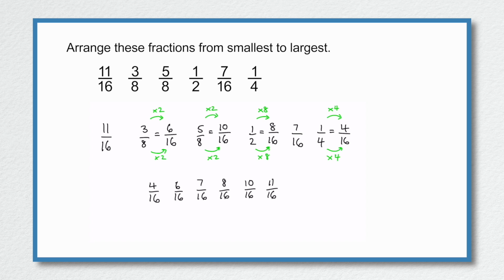Placing these fractions in order, we have 4/16, 6/16, 7/16, 8/16, 10/16, 11/16. And finally, rewriting the original fractions, we have a quarter, 3/8, 7/16, a half, 5/8, and 11/16.